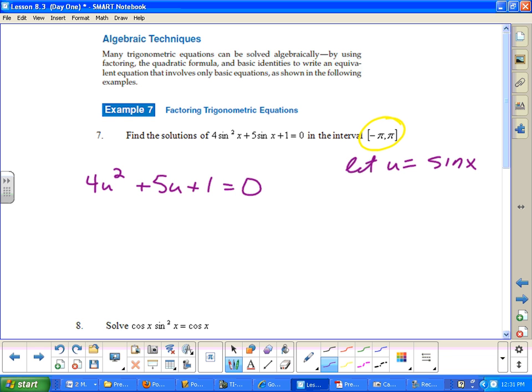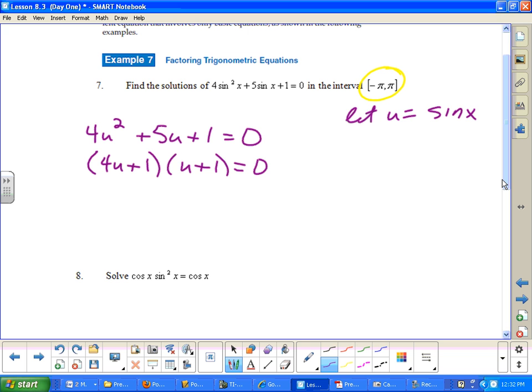So what do we get when we factor this? What, Allie? Good. 4u plus 1 and u plus 1. So if we solve them, then we get u equals negative 1/4 and u equals negative 1. So now we're going to put sine back into it.